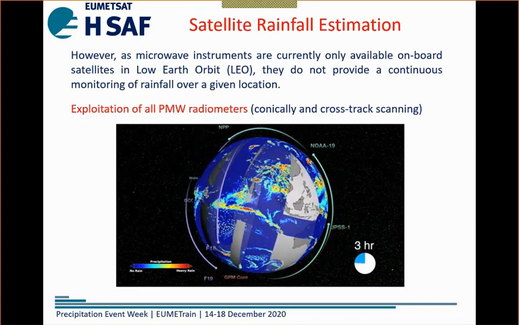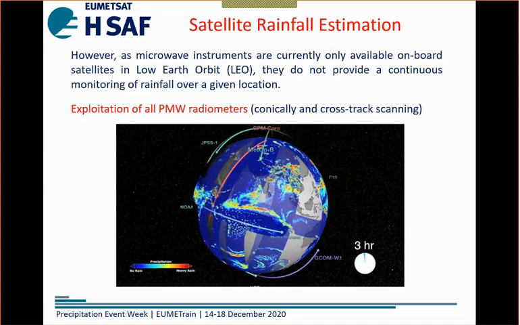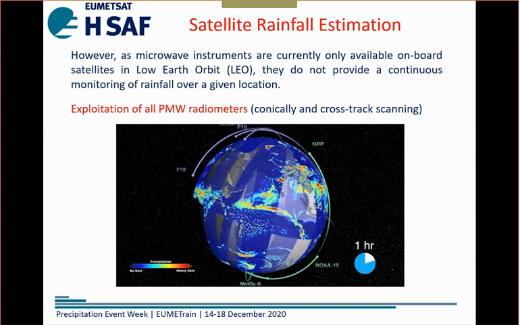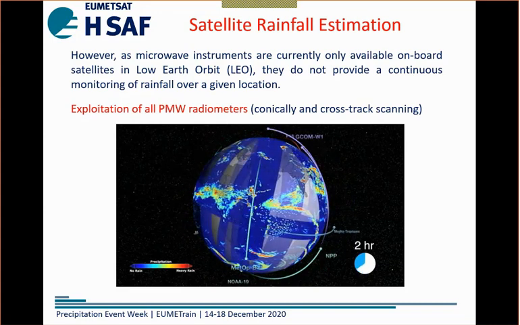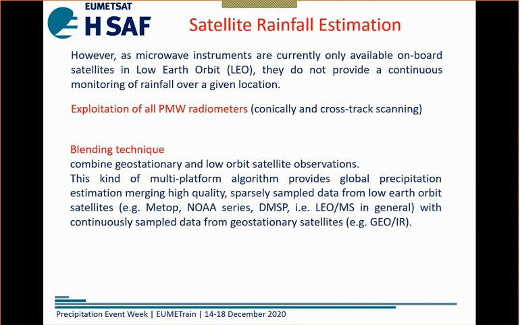You can see with the clock that is running in the bottom right, that every 2 hours and a half you can have the complete coverage of the clock. Another method to compensate for the low temporal resolution is to combine geostationary and low orbit satellite observations. This kind of multi-platform algorithm provides global precipitation estimation merging the high quality sparsely sampled data from low Earth orbit satellites with the continuously sampled data from geostationary satellites.